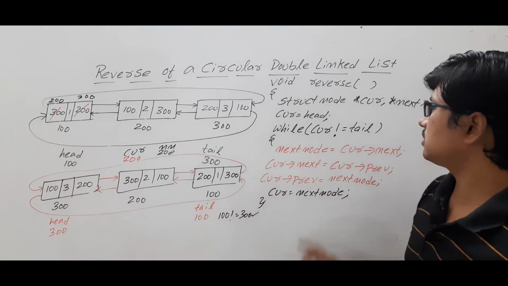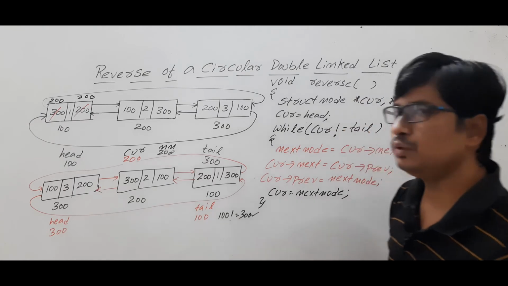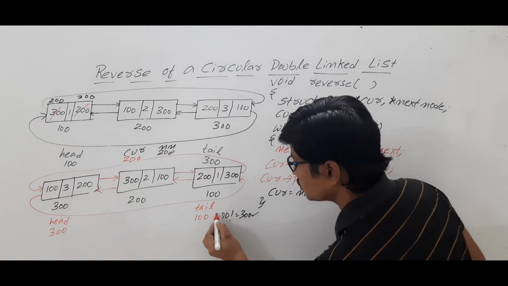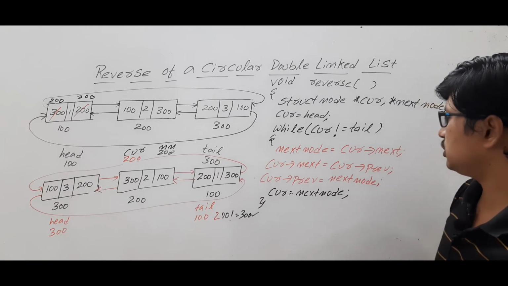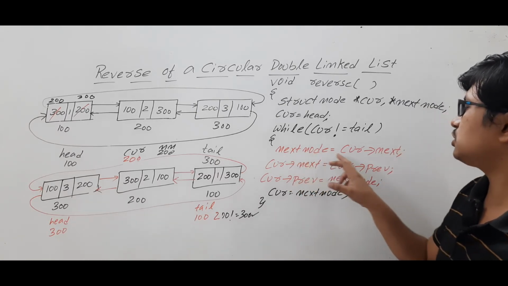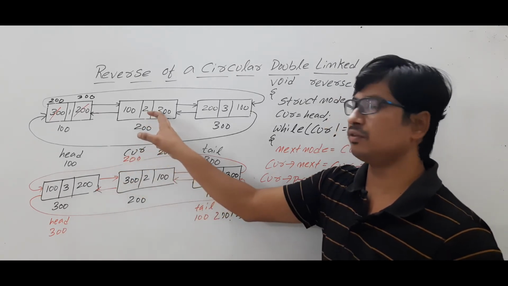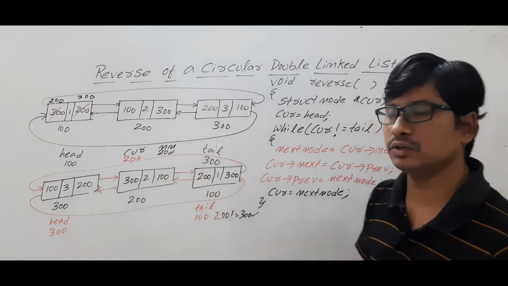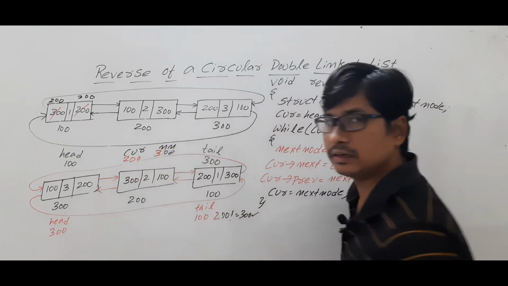Then again we will check the condition. Current not equal to tail. What is current having? 200. 200 is not equal to 300. Again this condition is true. If this condition is true, we need to execute these statements. What is the first statement? Next node is equal to current of next. Current is 200, current of next is 300, that you are assigning to the next node. So now next node is having 300.